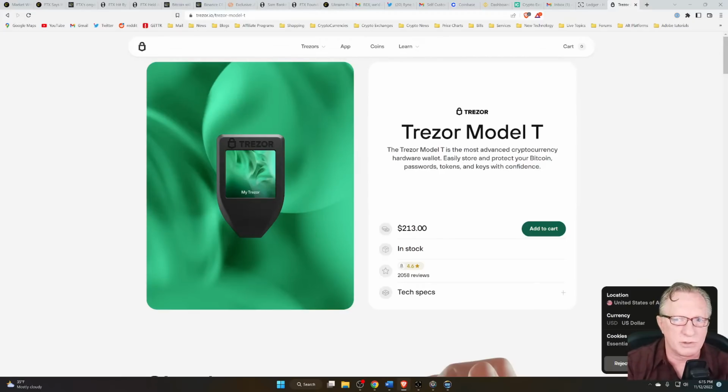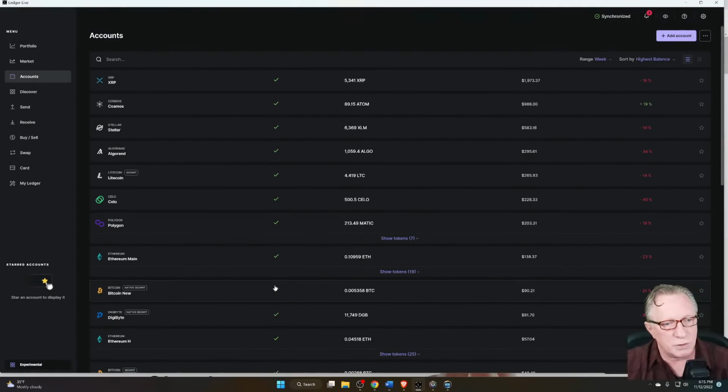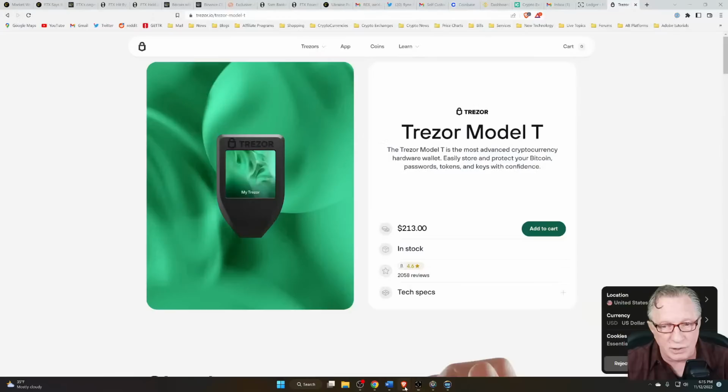The interface on the Trezor Model T is better than the Ledger Nano X. It has a bigger screen, it has a touch screen, but unfortunately the software that you use for the Trezor T does not support as many cryptocurrencies as Ledger Live does. So for those of you who wish to manage multiple cryptos, I tend to recommend the Ledger Nano X. But like I said, the Trezor Model T is a great wallet.